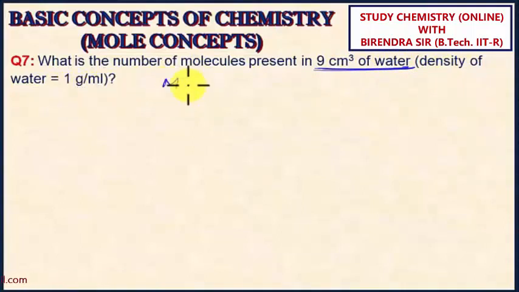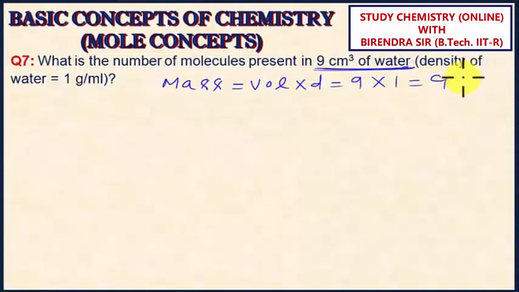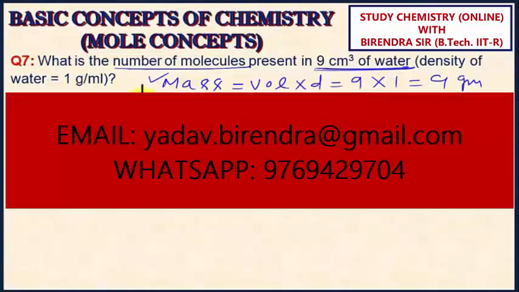So what will you do? Just get the mass by using the formula volume into density. 9 into 1, and that comes as 9 gram. Now once you know mass, you can easily get the number of molecules using the chart. Now you attempt this question on your own. You can mail me your answer.